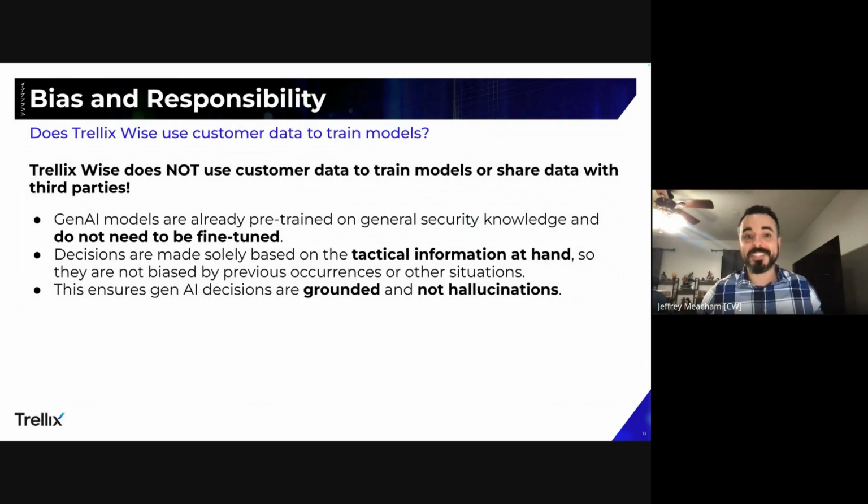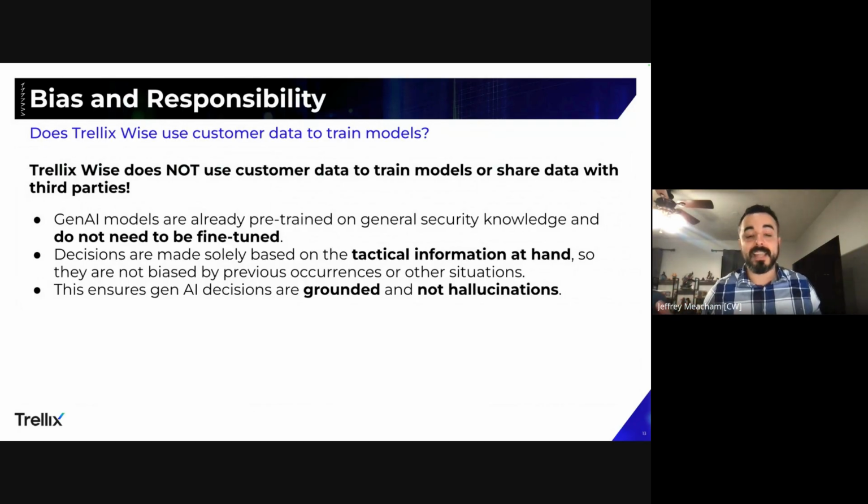Trellix Wise is already trained. It's built on general security knowledge. It does not need your data to train it any further. And more importantly, it doesn't send your data back to Trellix or even share it with any third parties. So does the AI learn from your environment? Yes, but only in a local contextual way, like noticing those abnormal logins or behaviors within your environment. That way, Trellix Wise makes better decisions for you. But that data stays private. It never leaves your environment.